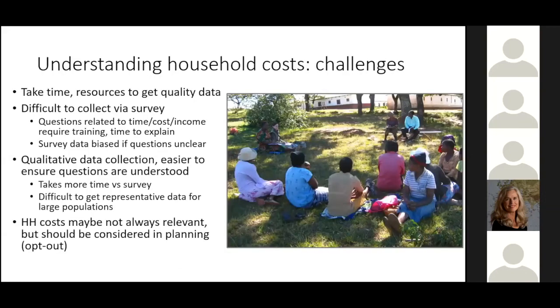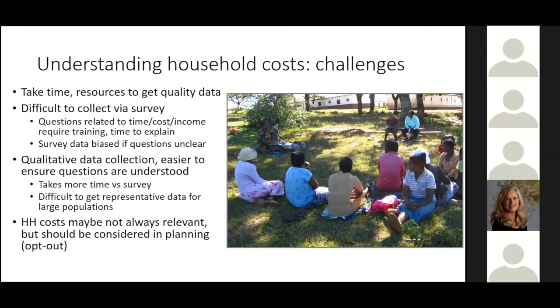I hope I've demonstrated that household costs are useful to understand, but it does take time and resources to get good quality data. The default tends to be to want to use surveys, but questions on time and cost and income require very good enumerator training as well as time to explain them well to beneficiaries. And survey data is biased if questions are unclear and answers are not well formulated.